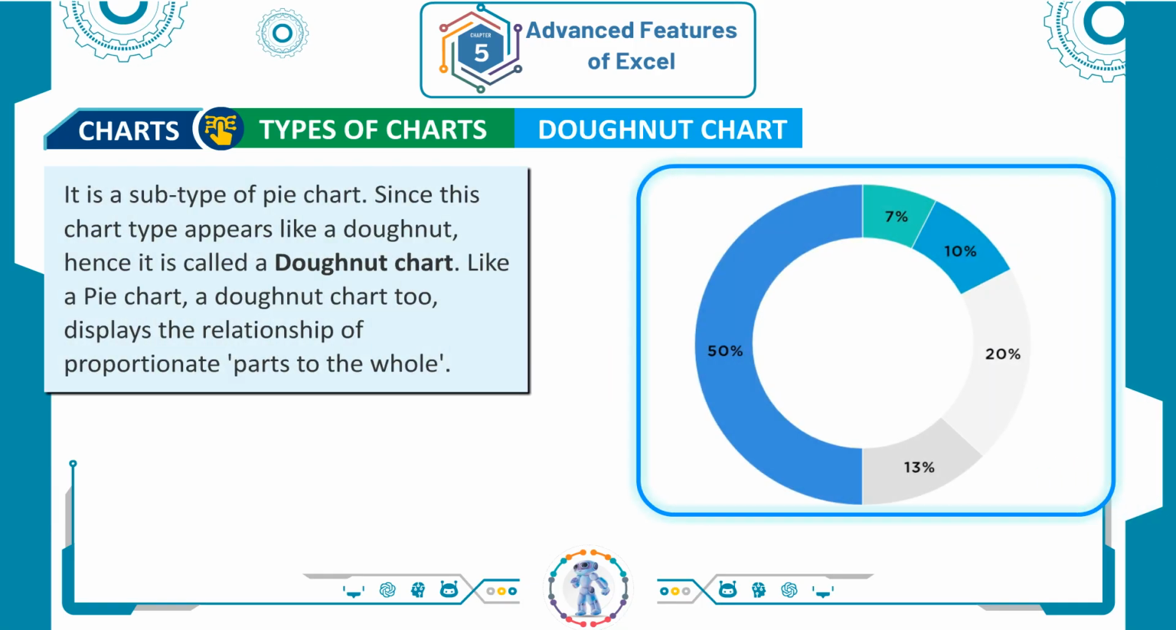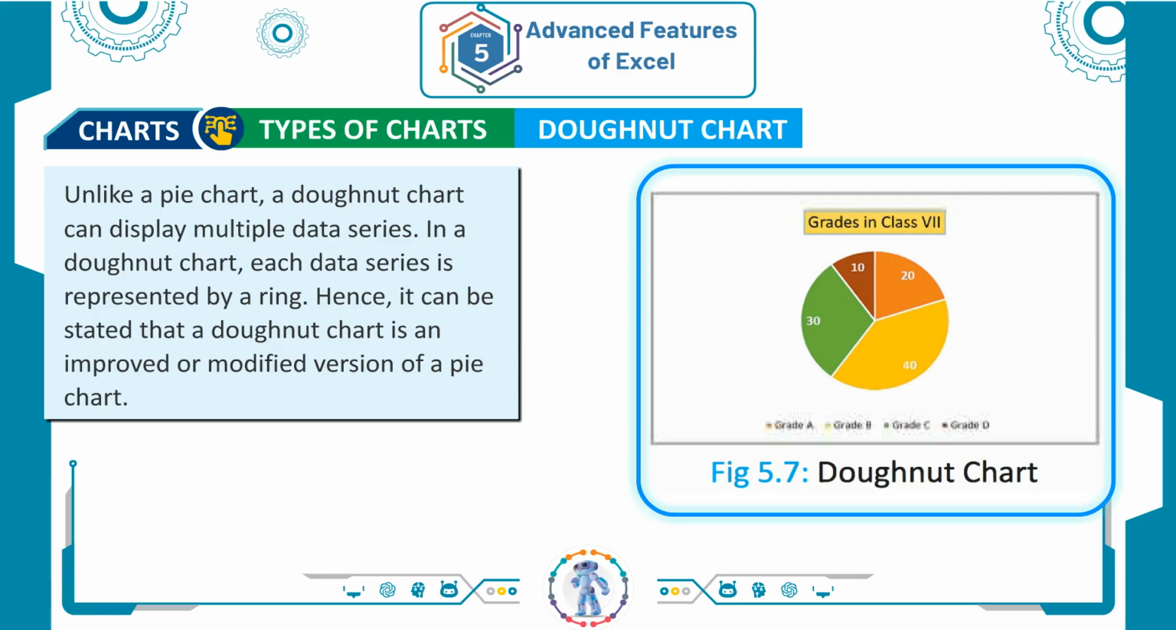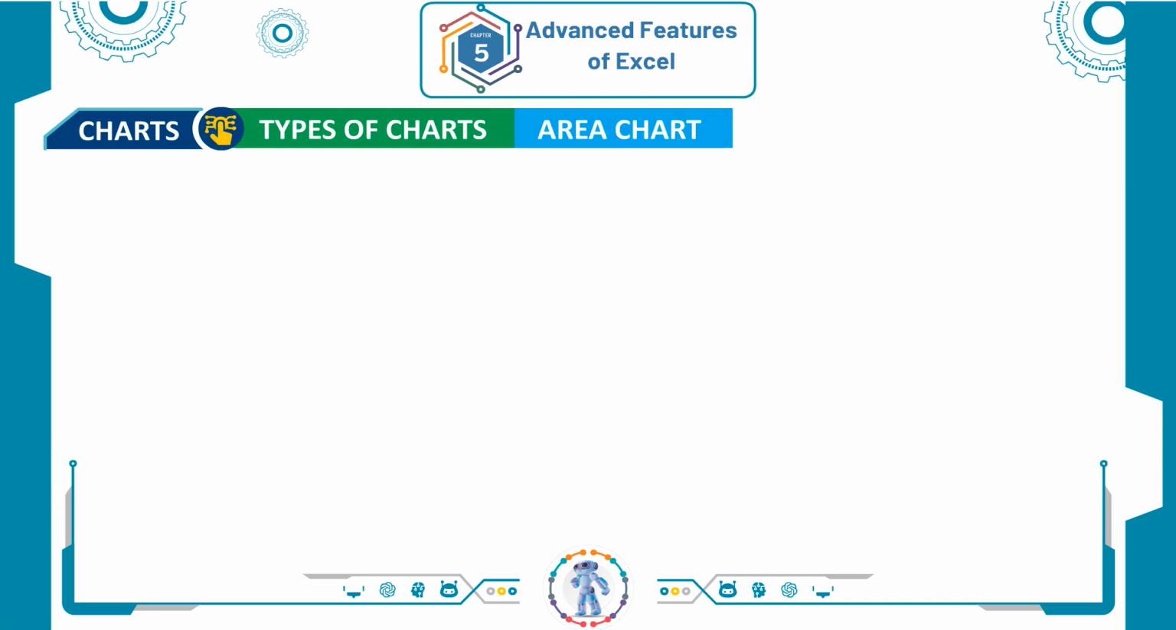Donut chart. It is a subtype of pie chart. Since this chart type appears like a donut, hence it is called a donut chart. Like a pie chart, a donut chart too displays the relationship of proportionate parts to the whole. Unlike a pie chart, a donut chart can display multiple data series. In a donut chart, each data series is represented by a ring. Hence, it can be stated that a donut chart is an improved or modified version of a pie chart.